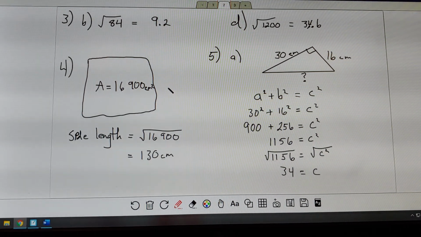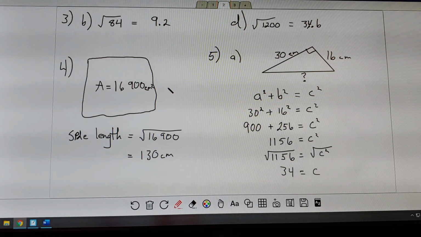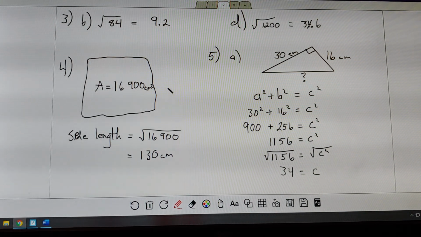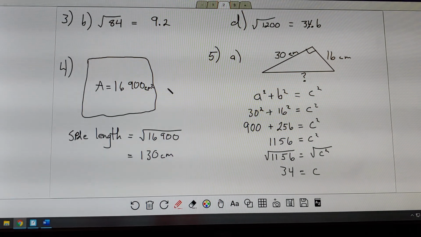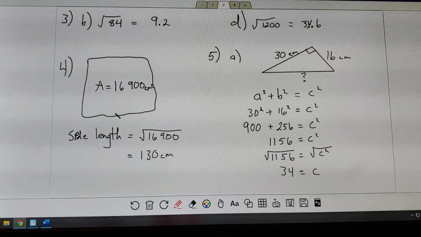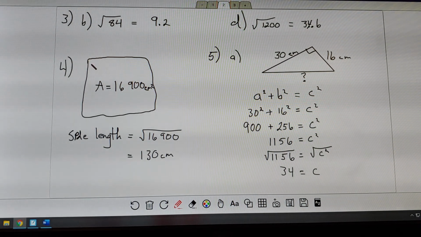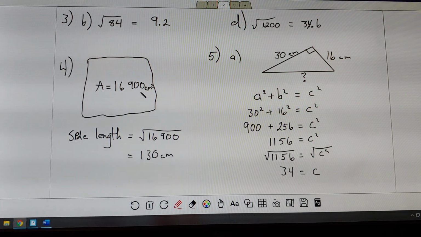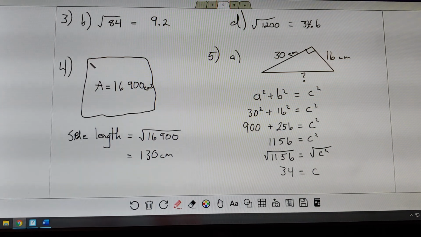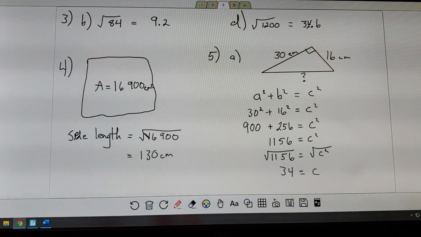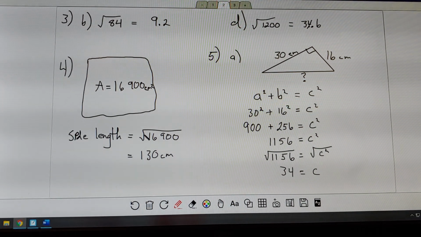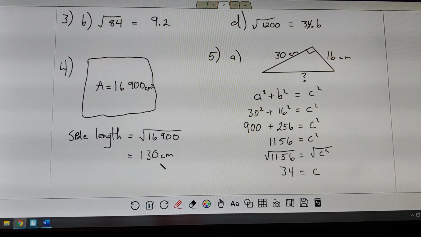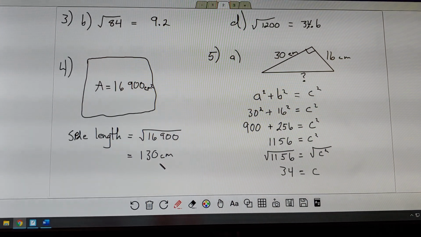4, when students come across it, tends to give them a little bit of a problem, but it's just a good practical application. So they say you've got a square blanket, and as you can see, I've drawn a perfect square blanket. And they tell you that it has an area of 16,900 centimeters squared. And they said, what's the side length? Well, to go from a perfect square to a side length only, you square root it. And that's all you have to do for this, is just square root 16,900. And it tells you that the blanket has 130 centimeter sides on it. Okay, moving on to number 5.